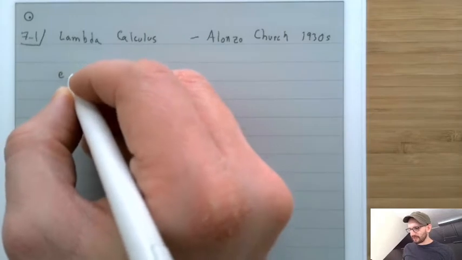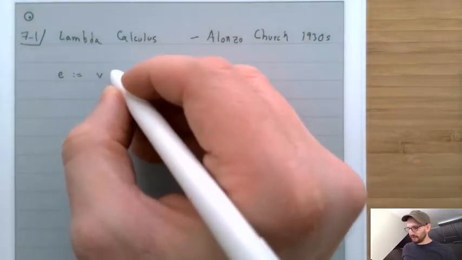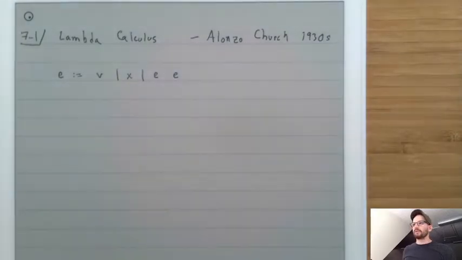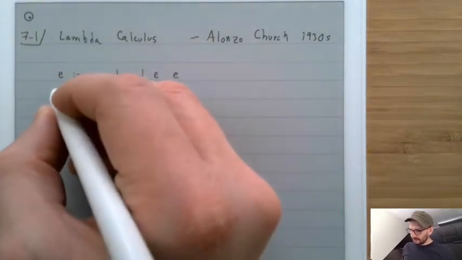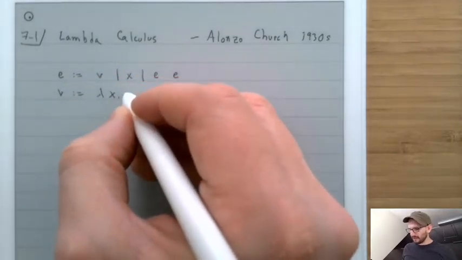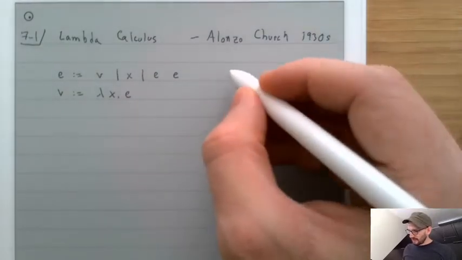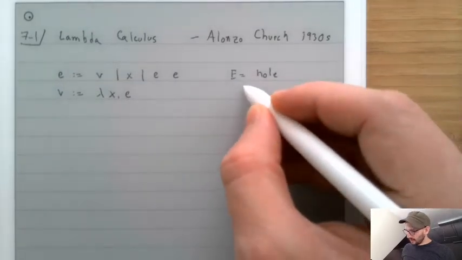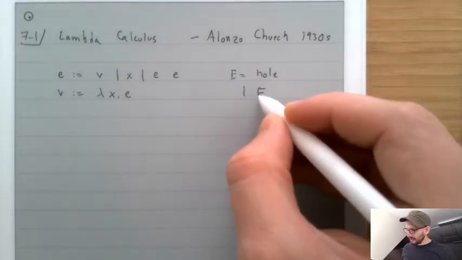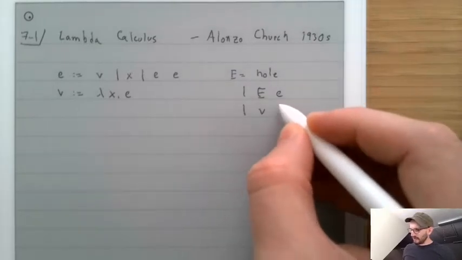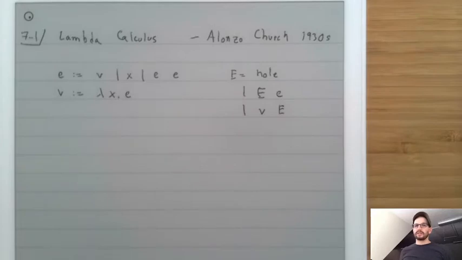We have expressions, which are either values, variables, or applications with exactly one argument. Values are lambdas with exactly one argument in a body. Evaluation contexts are a hole, or there's an e on the left and an expression on the right, or there's a value on the left and an evaluation context on the right. This basically says that we evaluate from left to right.